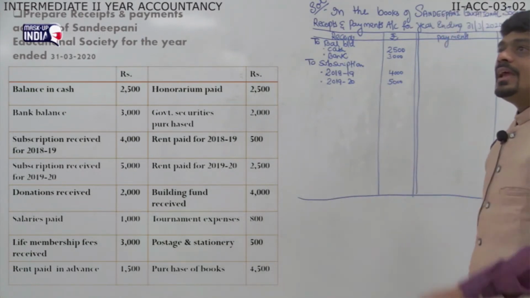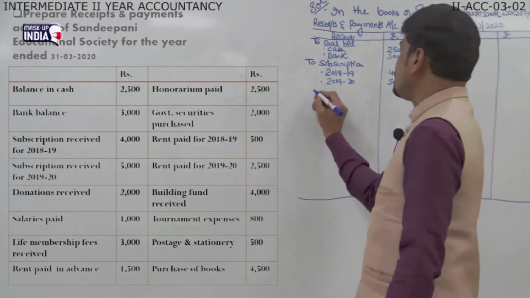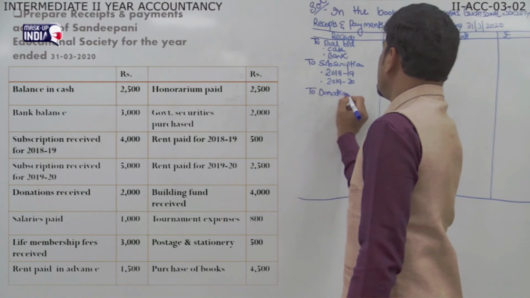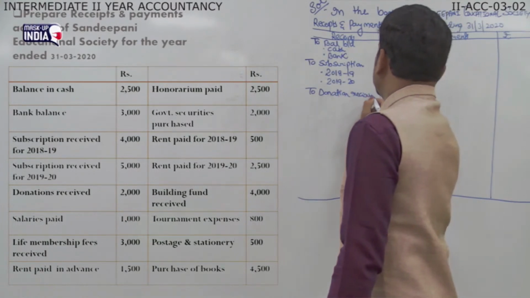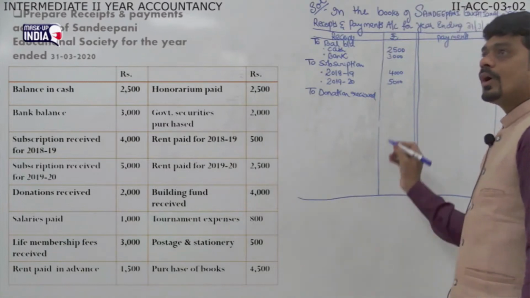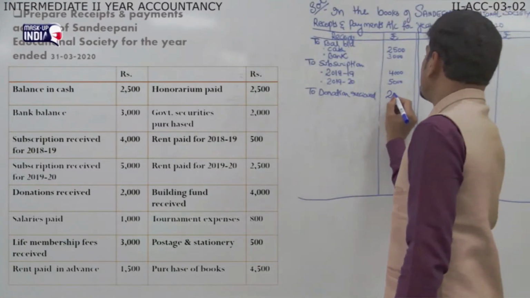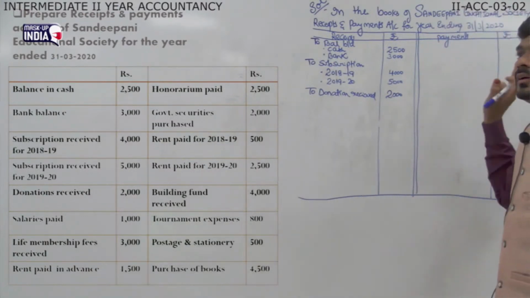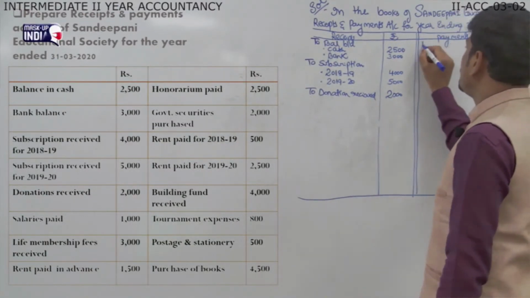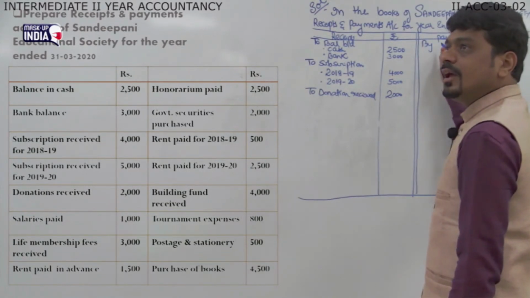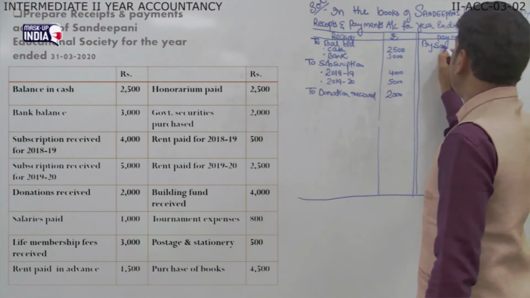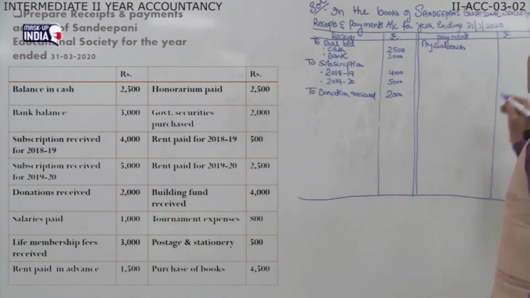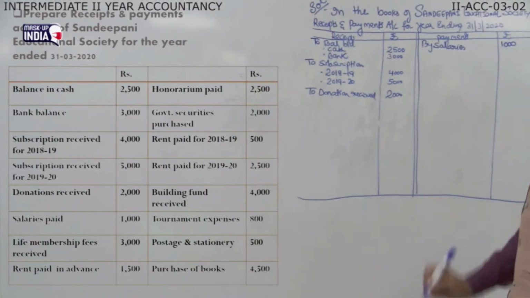Then they gave donation received. What is donation received? Receipt. So to donation received. How much they gave donation received? 2,000. If they were telling donation paid, then it was payment. Then salaries paid. So salaries paid are expenditure, that is payment. By salaries, amount is 1,000.